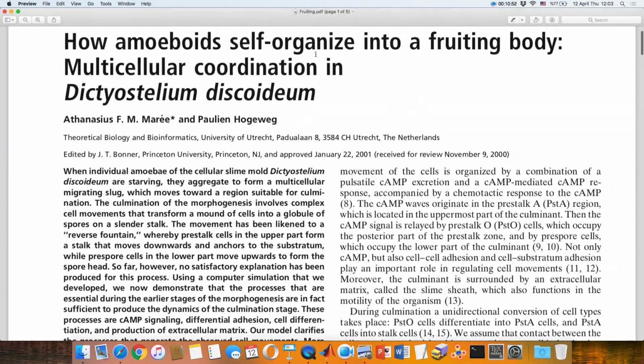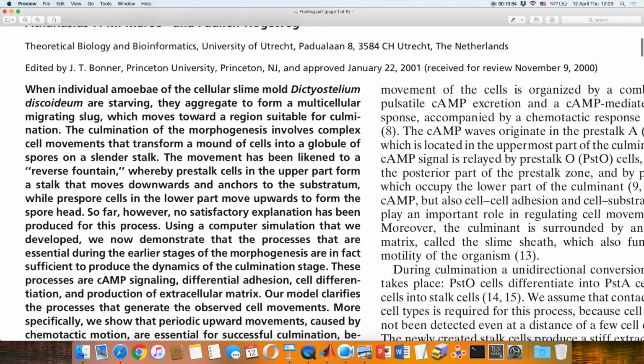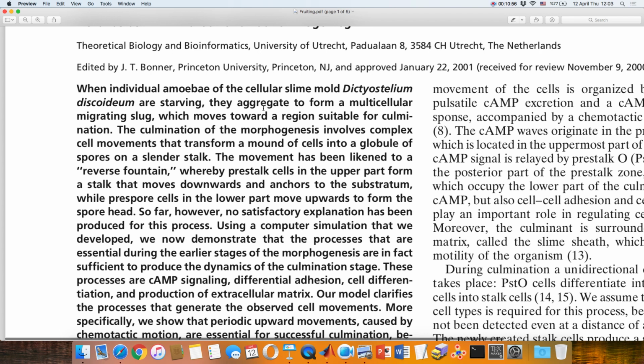Okay, the paper says that when they are starving, they aggregate to form multicellular migrating slug, which moves towards a region suitable for culmination. The culmination of the morphogenesis involves complex cell movements that transform a mound of cells into a globule of spores on a slender stalk. Okay, the movement has been likened to a reverse fountain, blah blah blah. So far, however, no satisfactory explanation has been produced for this process.